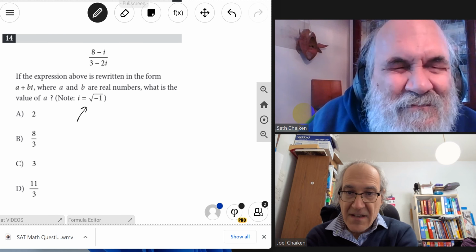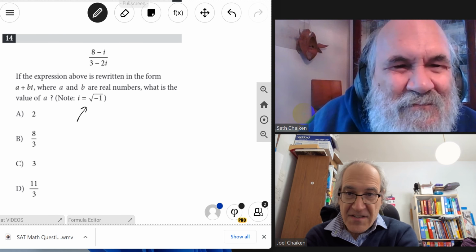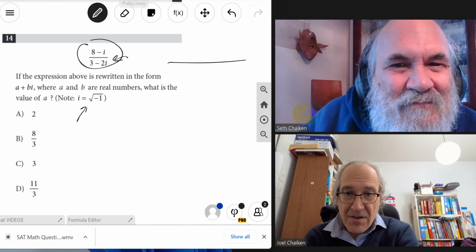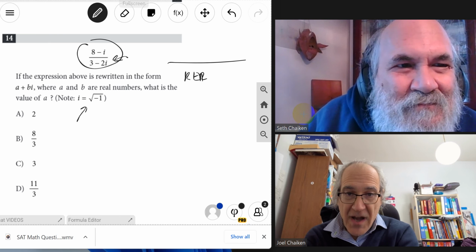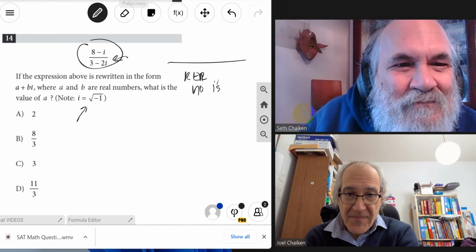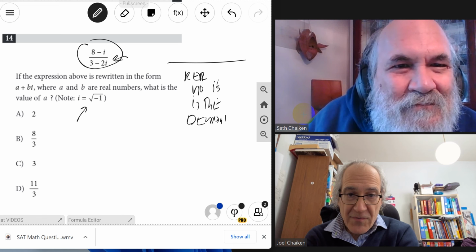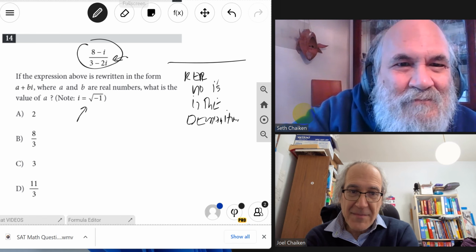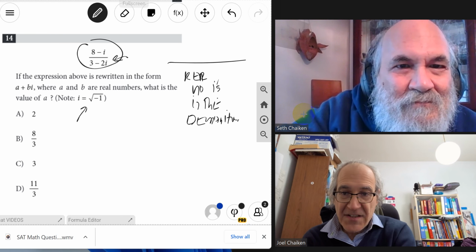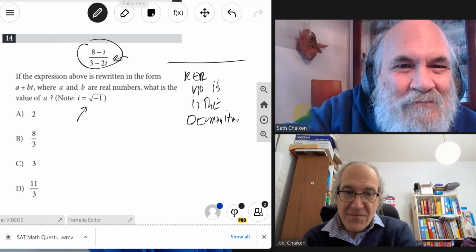They're basically asking, how do you rationalize this expression? Rationalizing means you want to change this so that the denominator has only real numbers, no i's in the denominator. So that's sort of the trick here. Most people would realize that. No i's in the denominator. So you have to rationalize this thing in the traditional, run-of-the-mill, plain vanilla way, which is to multiply top and bottom by the conjugate.